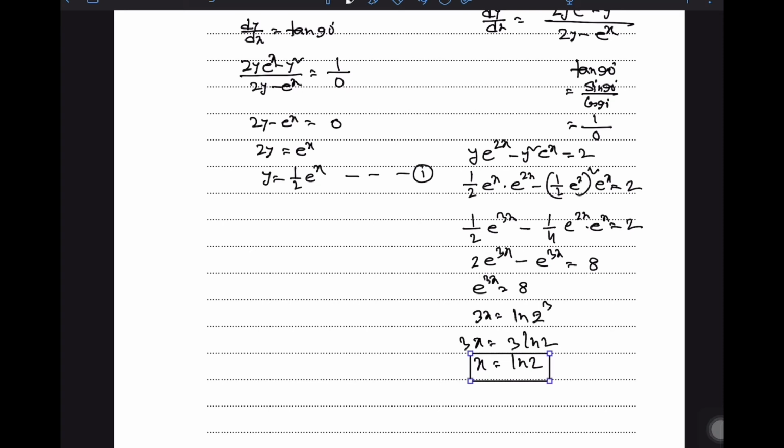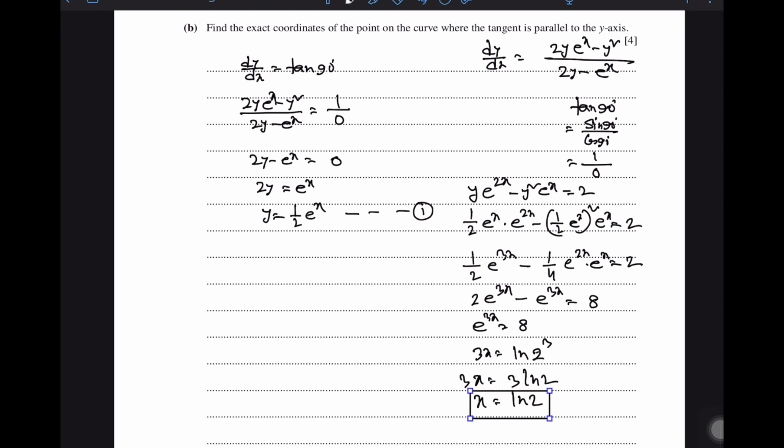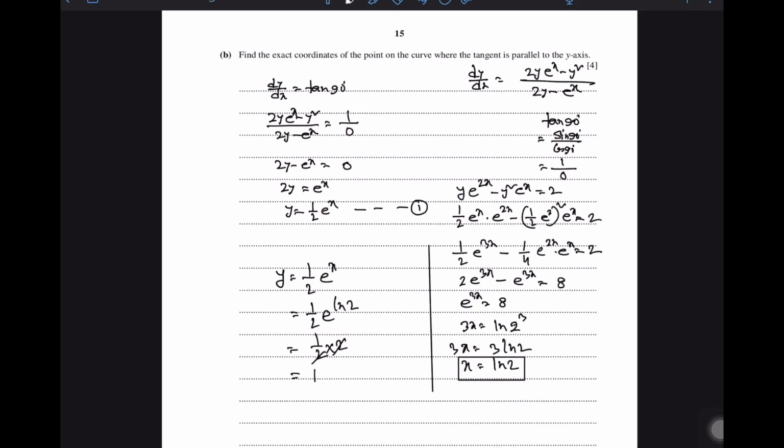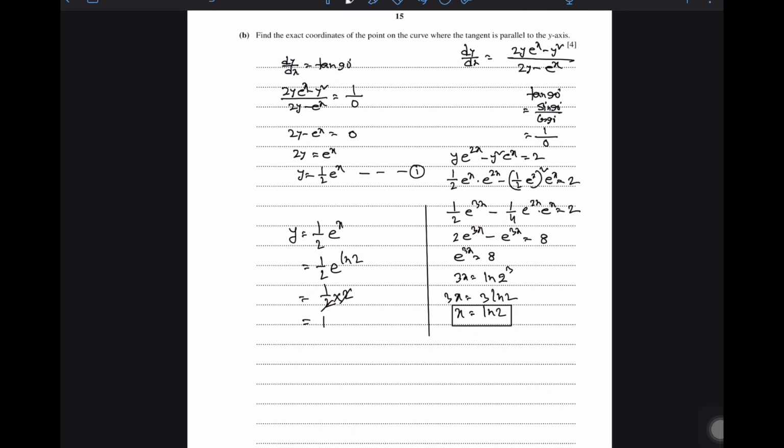To find the value of y, we can use this x value in equation 1. y equals half e^x, half e^(ln 2), e and ln cancelled. So half into 2, 2 cancelled, that is 1. So the coordinates of the point on the curve are (ln 2, 1).